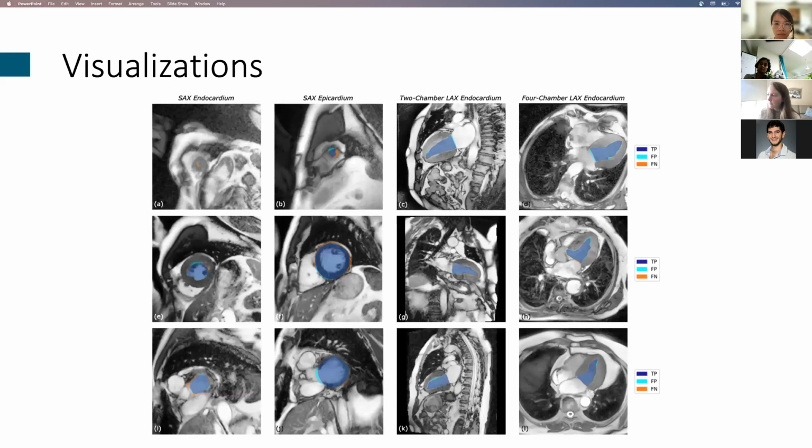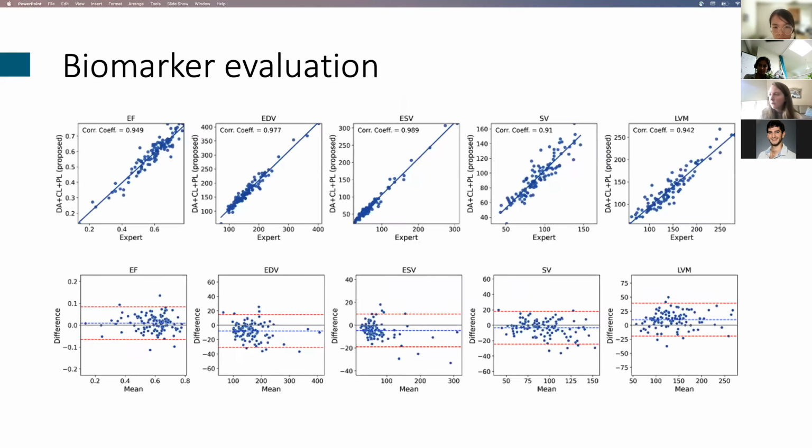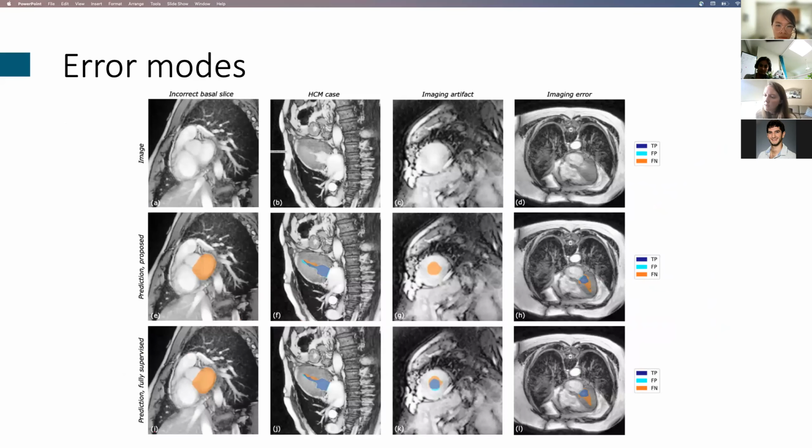So let me just go to that slide since we're talking about it. So here are some visualizations of places we don't do very well. There are 4 categories of errors that we notice we make. What I'm plotting here is each column is a different category of error. The top row is just the image. The middle row is the prediction by the network we proposed trained with 100 image slices. And then the bottom row is if you train with all available labeled images.